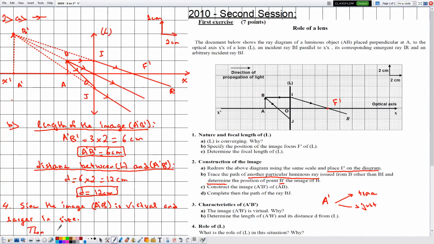is virtual and larger, then L plays the role of a magnifier. And by this we have finished solving this exercise.